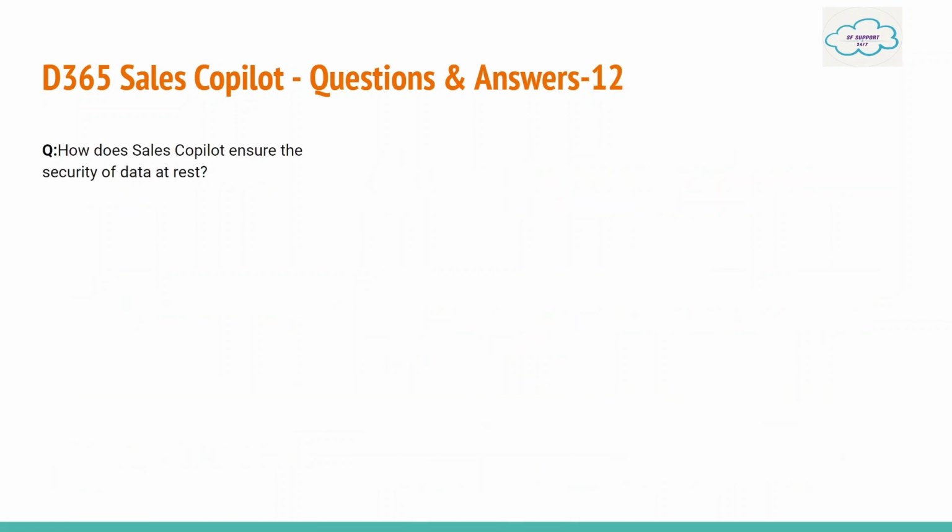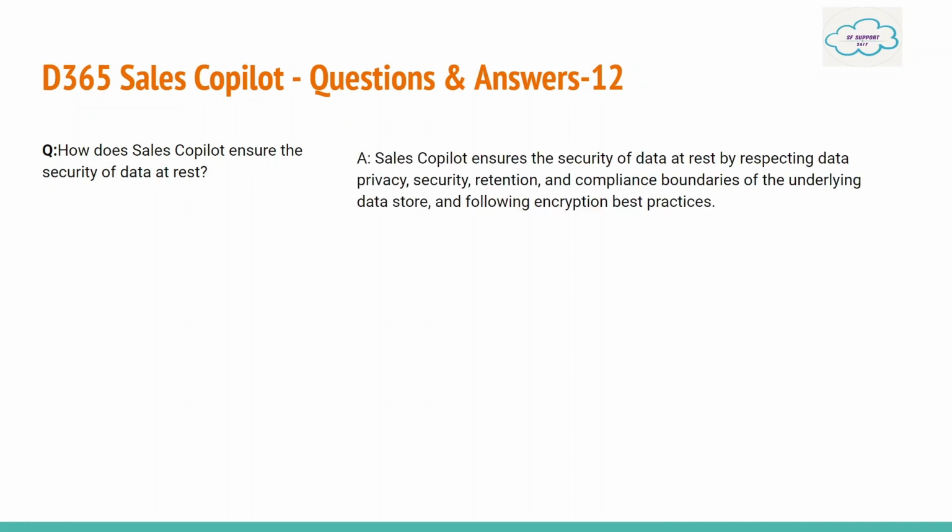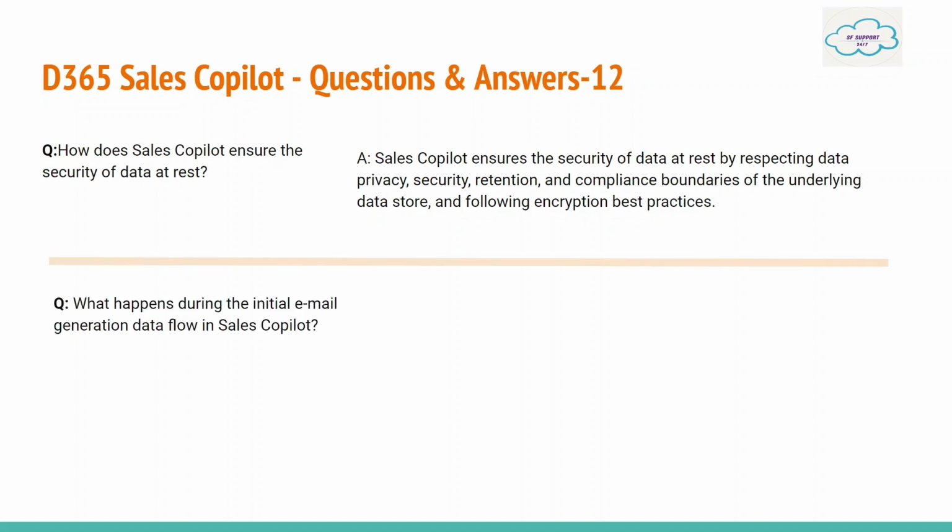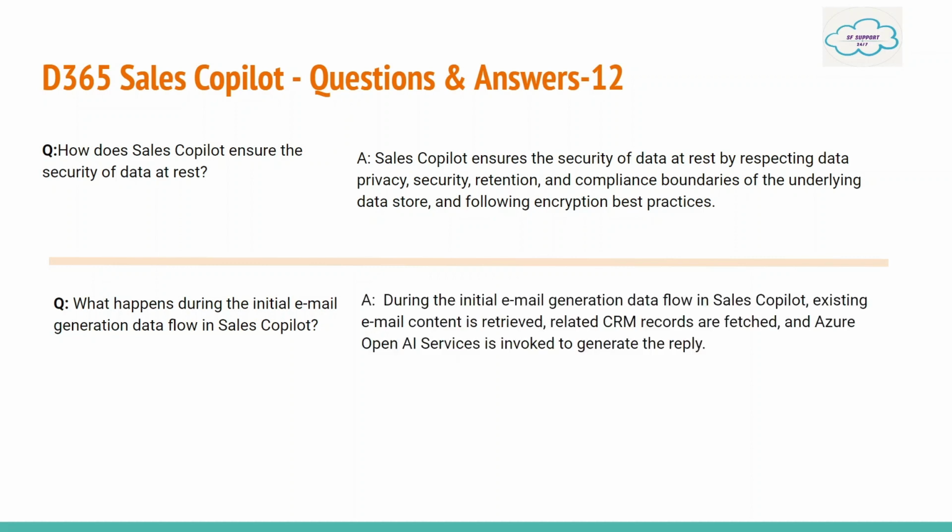Question. How does Sales Copilot ensure the security of data at rest? By respecting the data privacy, security, retention, and compliance boundaries of the underlying data store and following the encryption best practices. Question. What happens during the initial email generation data flow in Sales Copilot? The existing email content is retrieved, related CRM records are fetched, and Azure OpenAI services is invoked to generate the reply. So all these things are consolidated and reply will be generated.